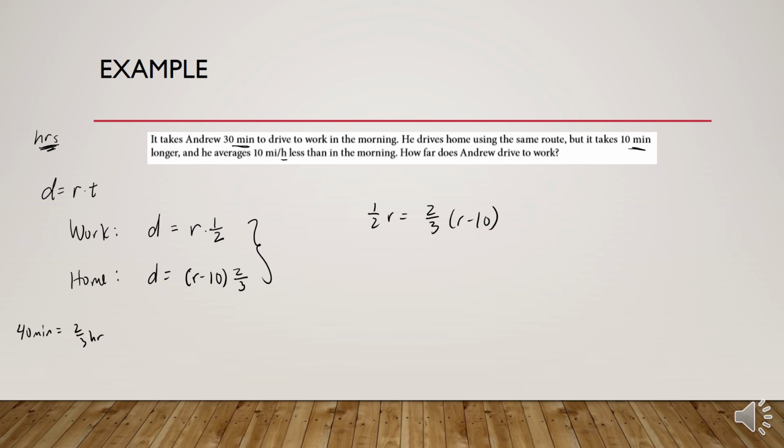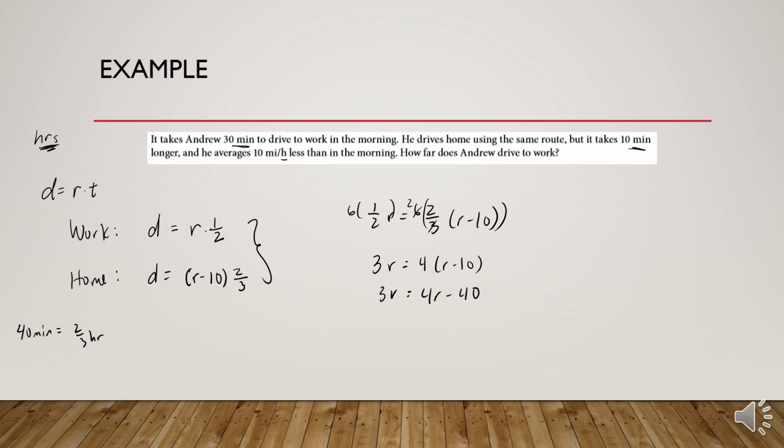I think because there are fractions involved, I probably want to get rid of those fractions first. So I'm going to multiply both sides by 6, and that should get rid of my fractions. So 6 times 1/2 is 3. 6 times 2/3, well, this 3 and that 6 will reduce down to 4. So I get 4 times r minus 10. Next, I will distribute that 4. So 3r is 4r minus 40.